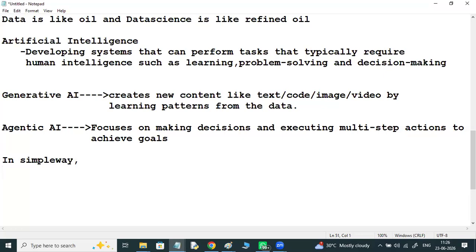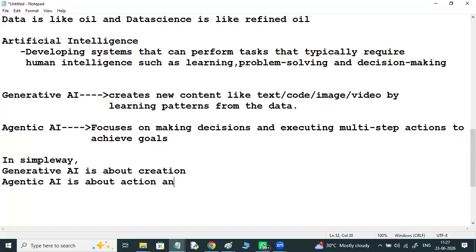In a simple way, generative AI is about creation. Agentic AI is about action and decision making. Generative AI is about creation, agentic AI is about action and decision making in achieving an objective or a goal. Yes.